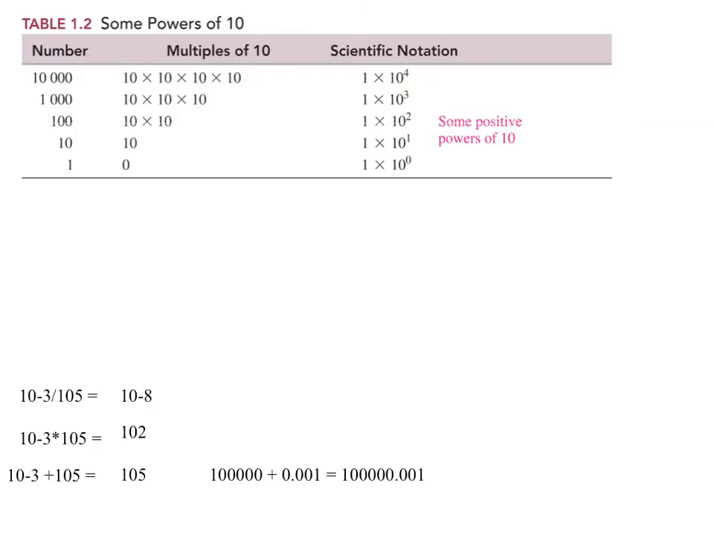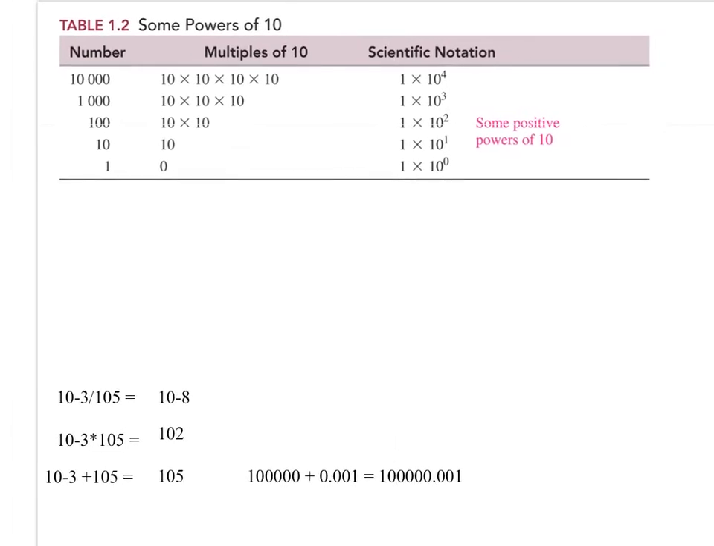All right, here's some additional examples, okay? So the number 10,000, what that means is it's 10 times 10 times 10 times 10. 1 times 10 to the 4. 1,000 is 10 times 10 times 10, so 1 times 10 to the 3, and so on and so forth. You see where I'm going. But let me show you something here.